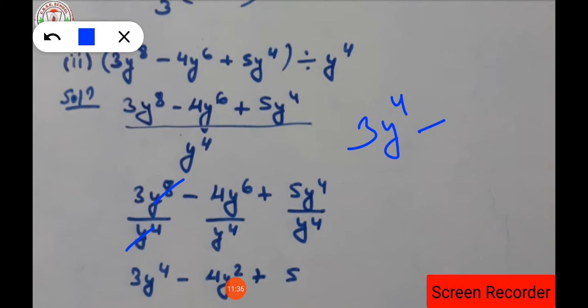Minus y to the power 6 divided by y to the power 4 is there, then using the laws of exponents, y to the power 6 minus 4 will be how much? Y to the power 2. So it will be minus 4y to the power 2. In the same way, the last one, y to the power 4 divided by y to the power 4, it will get cancelled. So the number is plus 5. So this is the required answer.